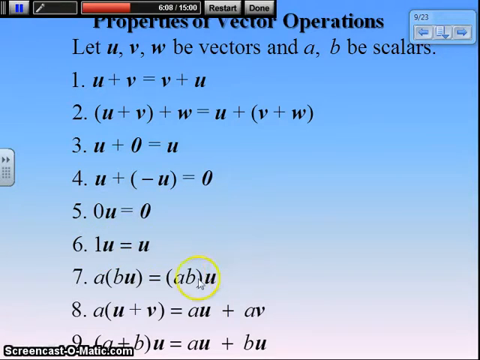Common sense. If you're multiplying 2 scalars and a vector together, you can either do scalar 1 times the vector and then scalar 2, or you can multiply the scalars and then multiply the vector. It does not matter. If you're doing a scalar times a vector, the distributive property applies, whether it's here or if it's 2 scalars added together times a vector. Again, distributive property applies.